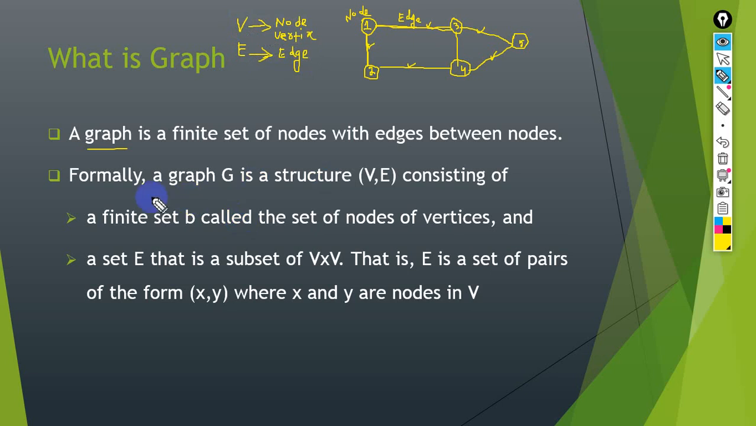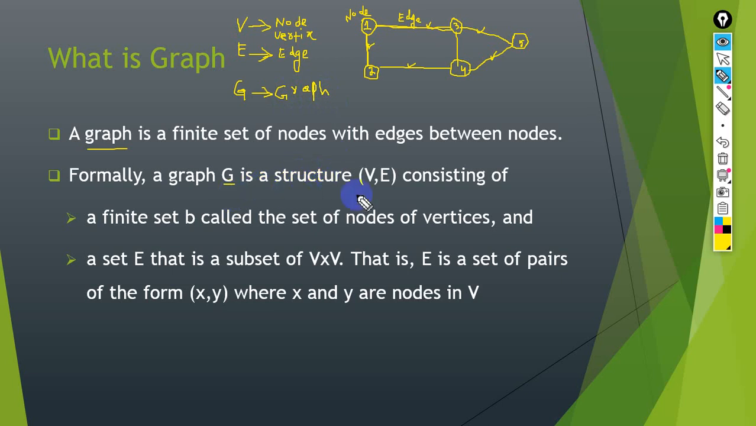So now what does it mean? Formally a graph can be represented by G. So G is used for the representation of a graph. G is used for the representation of the complete graph.